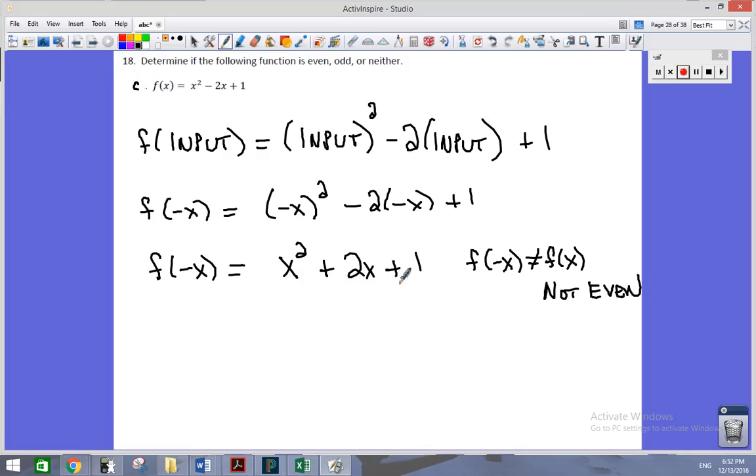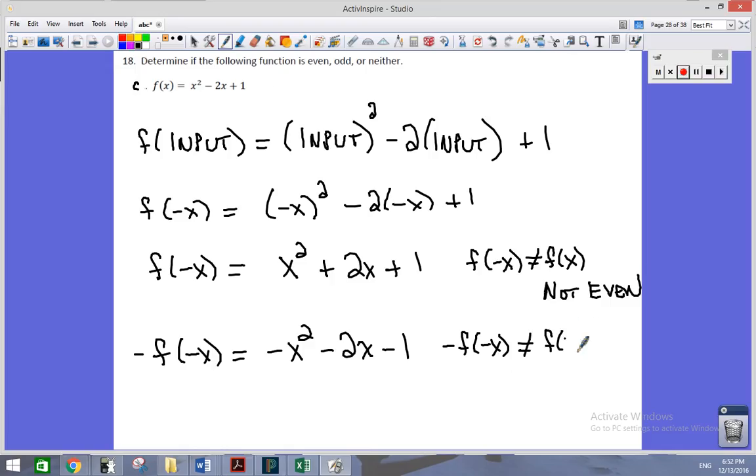If we go to take the opposite of this expression, we just change the sign of every term. X squared becomes negative x squared. Plus 2x becomes minus 2x. Plus 1 becomes minus 1. We now compare this expression against the original. And we see that the first terms are not the same. The second terms are, but the first and last terms are not equal to each other. This is not equal to the original. It is not odd. And since it's not even and it's not odd, it must be neither. Alright, so that's my answer there.